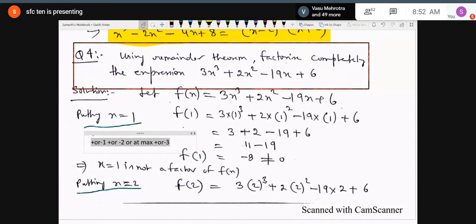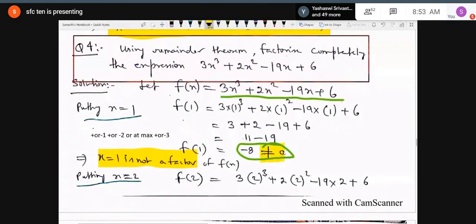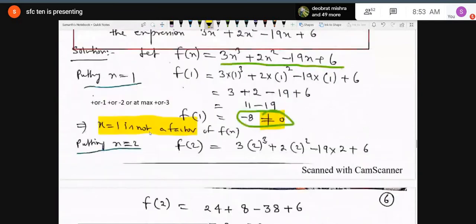Okay. Now what I have done, this is the question in which you have to factorize 3x cube plus 2x square minus 19x plus 6. So I have started with x is equal to 1. Okay, value of the function at x is equal to 1. When I solved, I got f of 1 as -8, and -8 is not equal to 0. That means x minus 1 is not a factor because we are not getting f of 1, the value of the function at x is equal to 1, as 0. It is -8. So x is equal to 1 is not a factor.